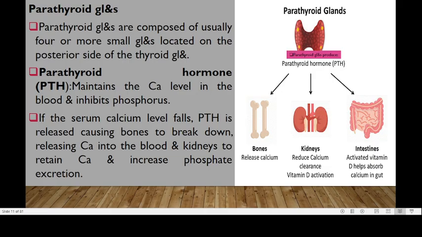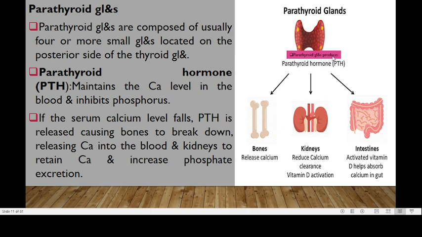Next, we have the parathyroid glands, and the parathyroid gland are composed of usually 4 or more small glands located on the posterior side of the thyroid gland. The parathyroid gland produces PTH, the parathyroid hormone. Parathyroid hormone normally maintains calcium level in blood and inhibits phosphorus.